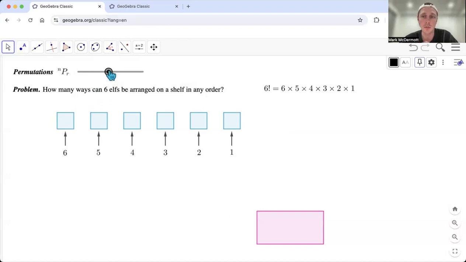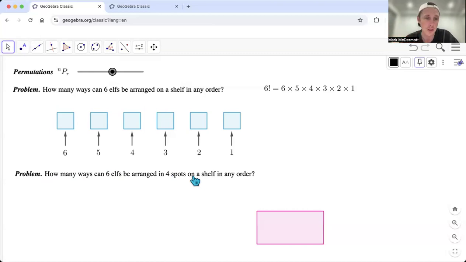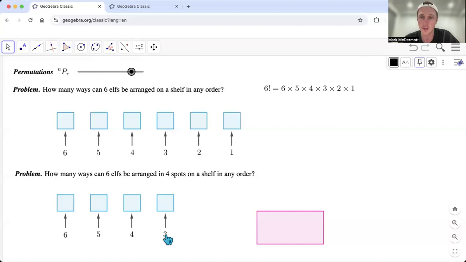Okay, but what if we start putting in restrictions? Say we've still got the same 6 elves. How many ways can those 6 elves be arranged, but now into 4 spots on the shelf? So you've got 6 to choose from, but there are only 4 spots, so 2 elves are going to miss out. Again you set up your boxes, but in this case you've only got 4 spots. In the first position, you've got 6 elves to choose from. But then one of the elves is chosen, so in the next position you've only got 5 options, then 4 options, and finally only 3 options.